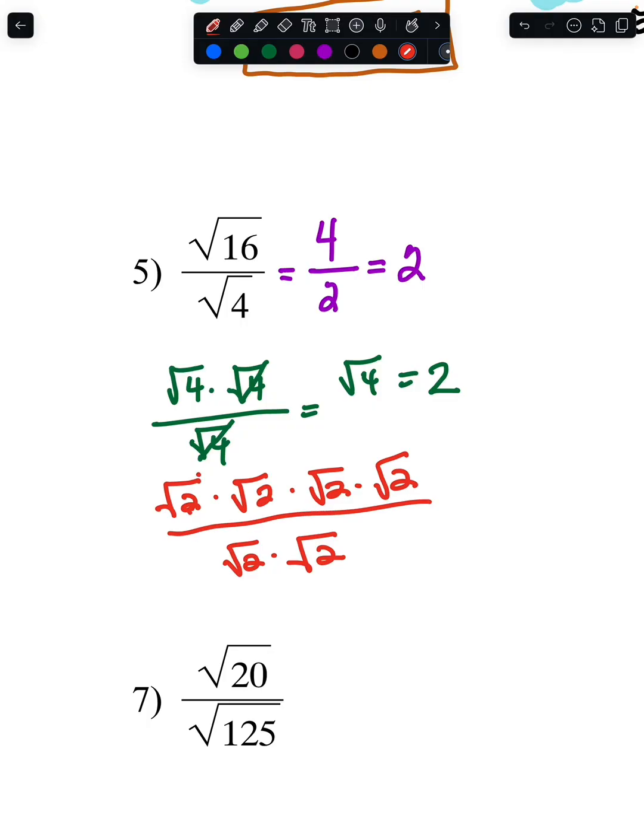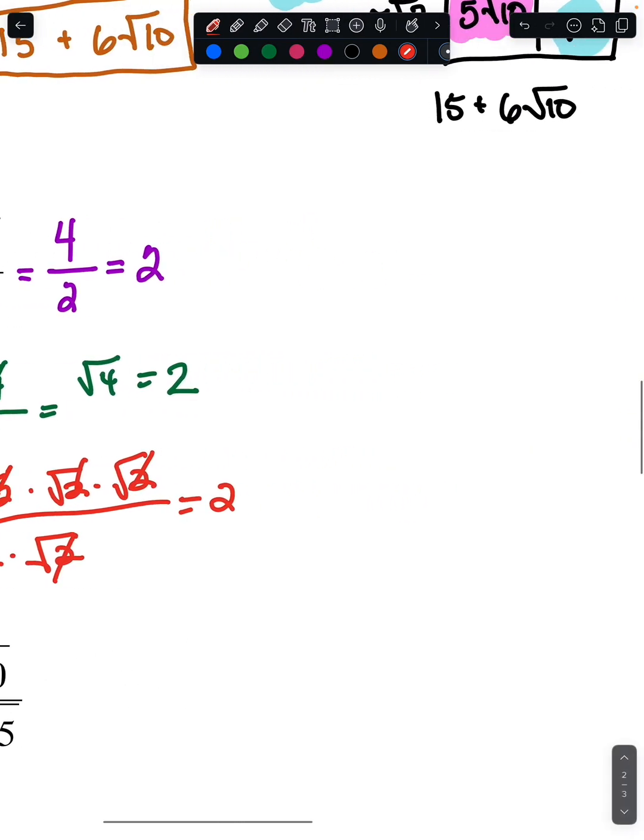And then what you could have done is cancel those two with those two, leaving me with the square root of 2 times the square root of 2. And anything, when you have a square root that you multiply times itself, you end up with just the answer of 2. So, of course, the top one is much more simple, but you can break it up, split it up, however you see it to get your answer.